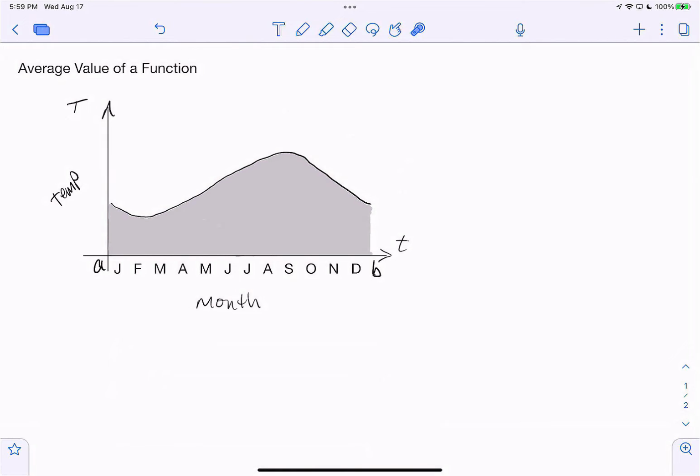We're going to close out this course with another application of integration, which is the average value of a function. What we have here is a temperature function over the course of a year. It came out of my imagination, but cold in February, hot in August, temperature fluctuates in between.